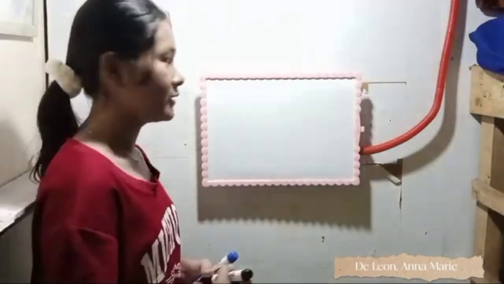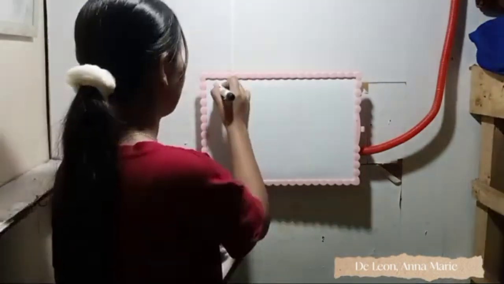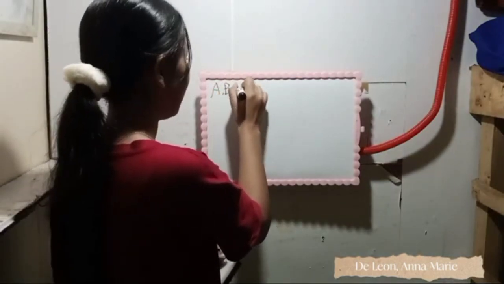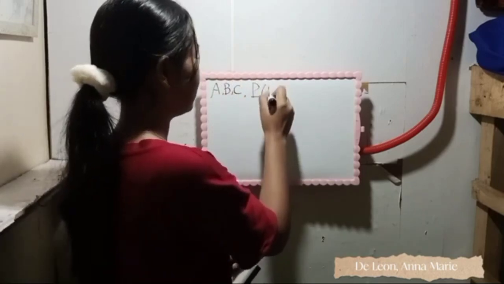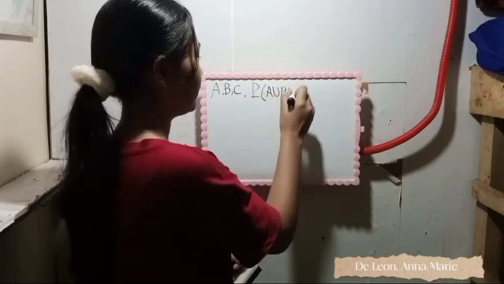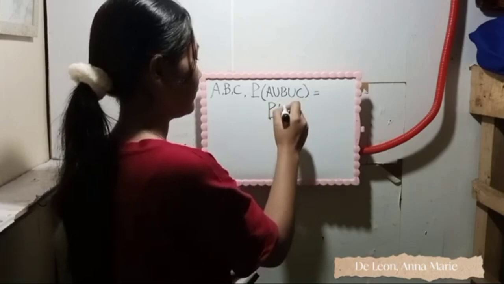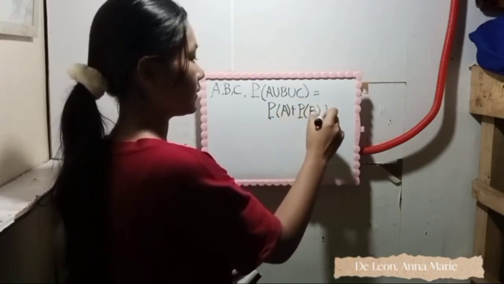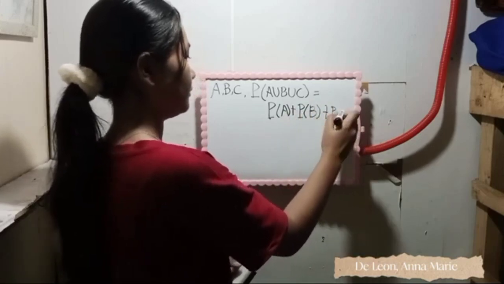We're going to discuss 10 equations from probabilistic theory. The first equation is three disjoint events. Given A, B, and C, the probability of A union B union C is equal to the probability of A plus the probability of B plus the probability of C.